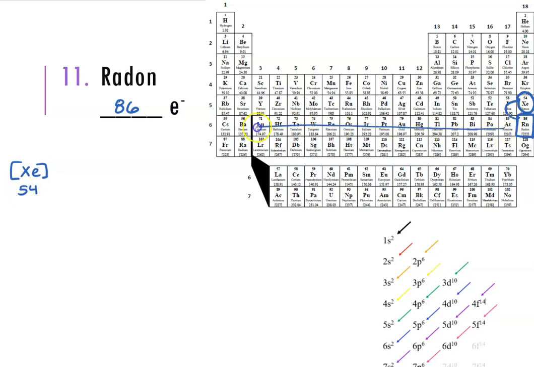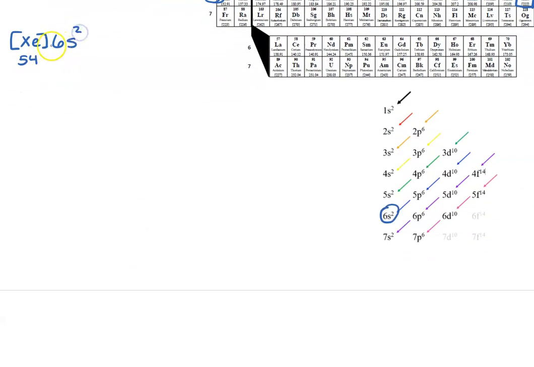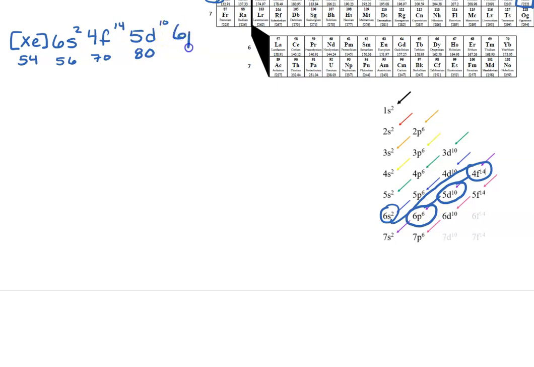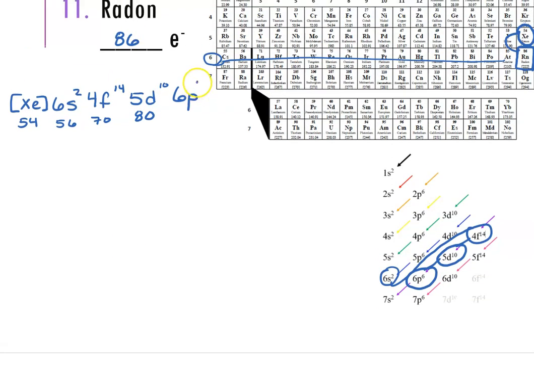All right. So radon is on level 6, so I start with 6s. So I'm going to do 6s2, 54, that gives me 56. And then I'm going to come up here to 4f14. This is the first time we've used an F. 56 plus 14 is 70. And once we get to these larger numbers, if you need to use a calculator, use a calculator. That's fine. All right, and then from 4f, we go 5d. So 5d is 10, so that gives me 80. And then I go to 6p, and I need how many? 86, so I need all 6 of those. Okay, let's do one more.